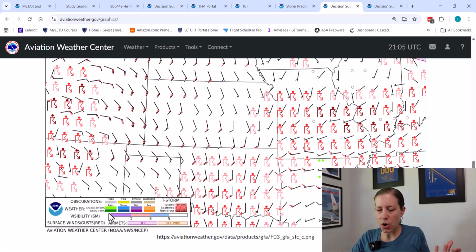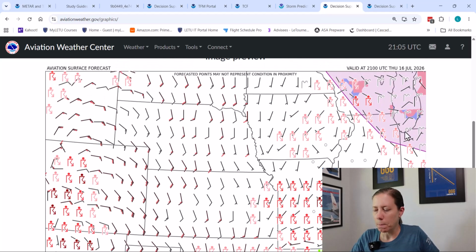We have also a shading, and color indicates what type of precipitation and what level of precipitation is expected, as in, is it a chance of it or is it likely to be happening? So for example, we actually do have that smoke symbol up here in the Wisconsin area and the Chicago area.